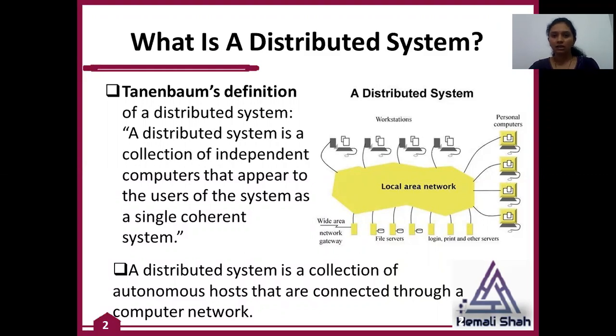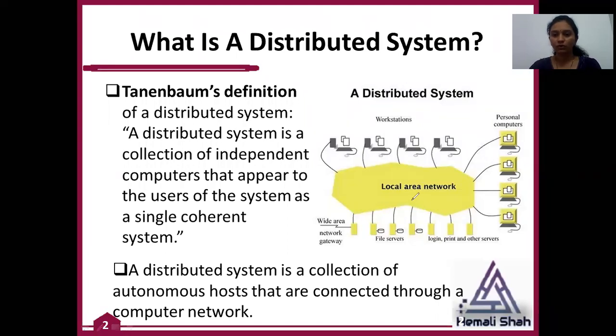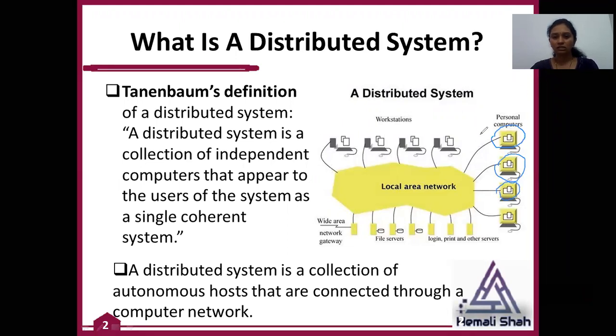Here is one image of a distributed system. Here the personal computers are available. These are all personal computers, and these are the workstations. By using a workstation, you can execute some application and you can communicate with the file servers.